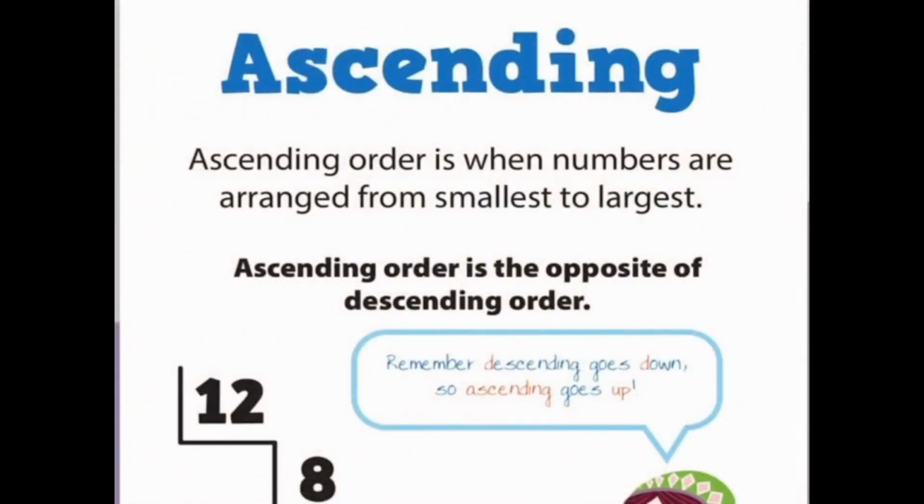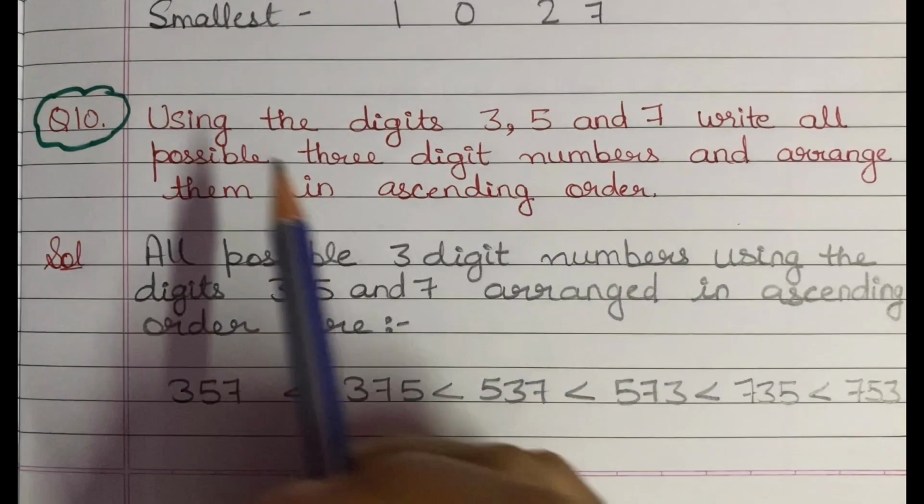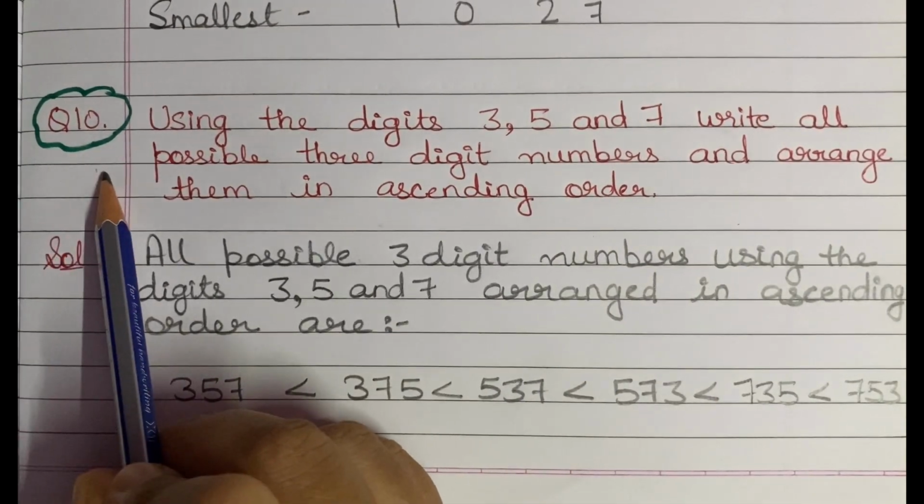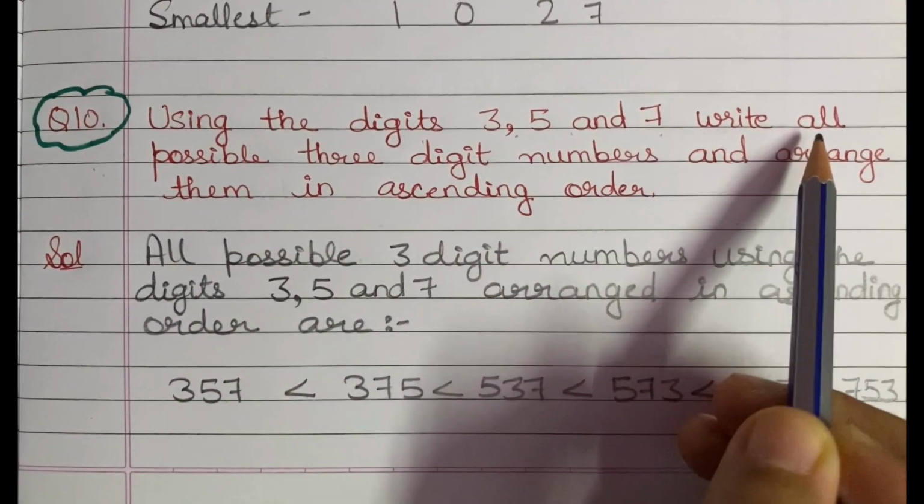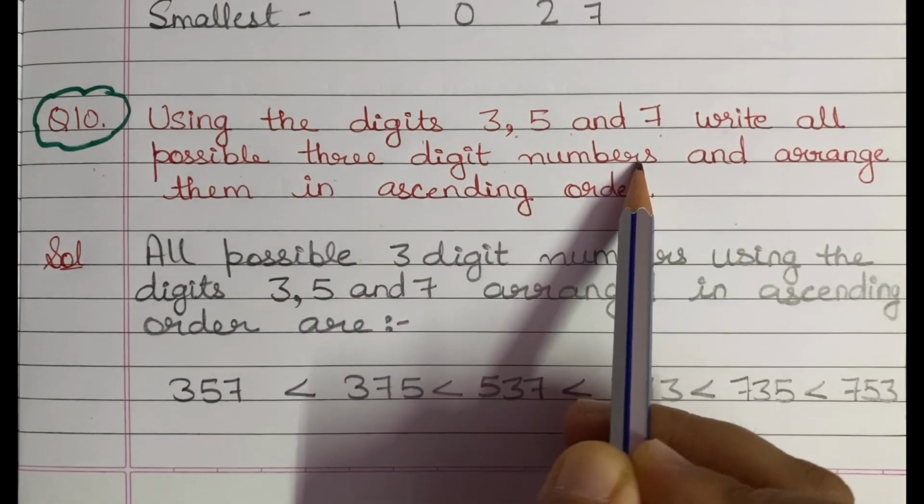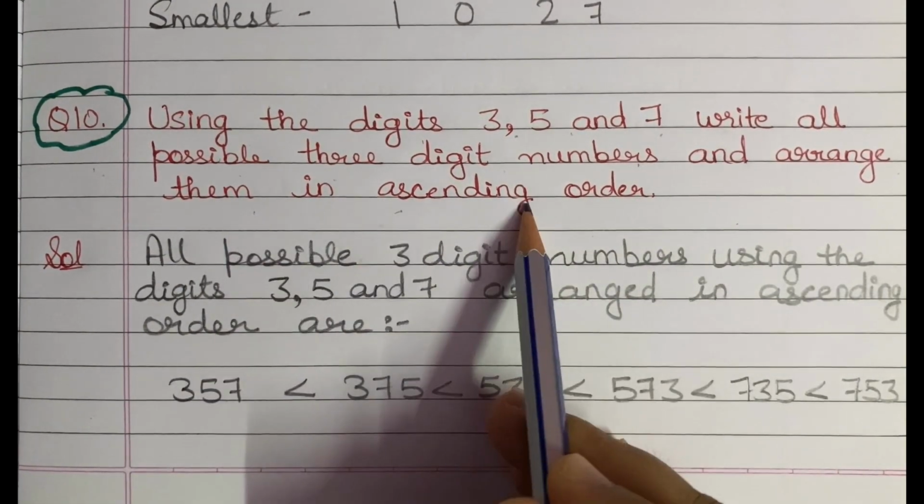Next topic is ascending order. And students, ascending order is when numbers are arranged from smallest to largest. Ascending order is the opposite of descending order. And you have to remember that descending means goes down, so ascending means goes up. Next is question number 10, and question number 10 says that using the digits 3, 5 and 7, write all possible 3-digit numbers and arrange them in ascending order.